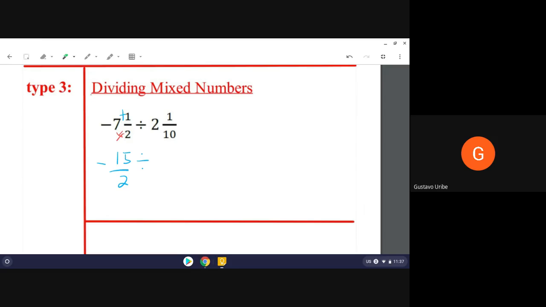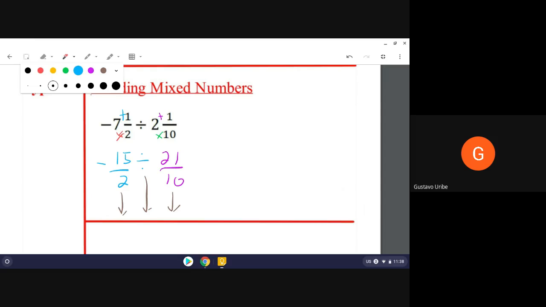where I'm going to multiply the whole number by the denominator. So 2 by 10 gives me 20. Add the 1. 20 plus 1 gives me 21 tenths. And now we can go ahead and multiply by the reciprocal. So if it helps, I would suggest drawing 3 arrows here. And then writing out K, this stands for keep, change, and flip. So I'm going to keep this first fraction the same.